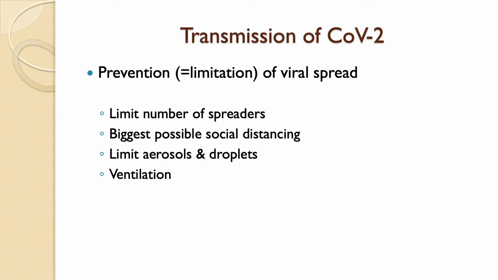The prevention is in fact very simple: you try to prevent viral spread. So you can limit the number of spreaders, you can introduce the biggest possible social distancing, limit the existence of aerosols and droplets, and if they are there, ventilate them very quickly, so that they get away from spaces where people are.